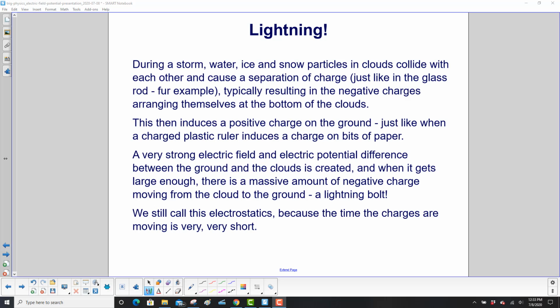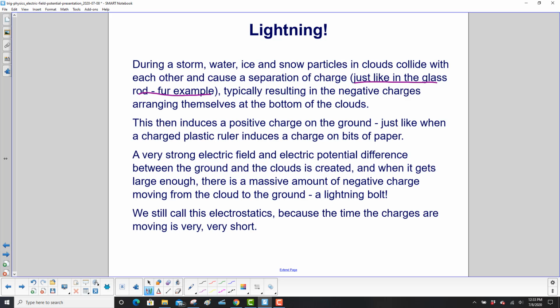More about lightning. During a storm, water, ice, and snow particles in the clouds collide with each other, and they cause a separation of charge, just like in the glass rod, for example, typically resulting in the negative charges arranging themselves at the bottom of the clouds. This then induces a positive charge on the ground, just like when we had that charged plastic ruler inducing a charge on bits of paper.